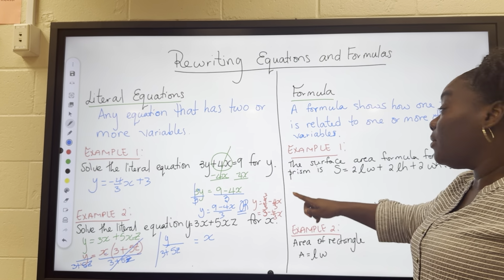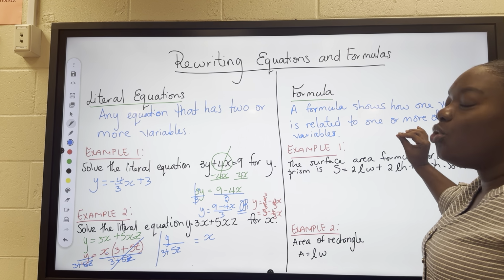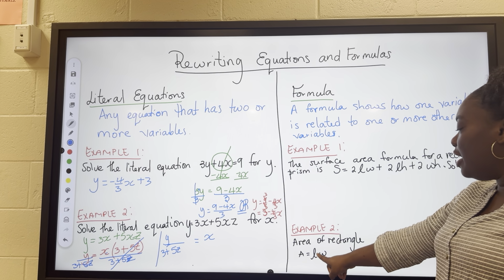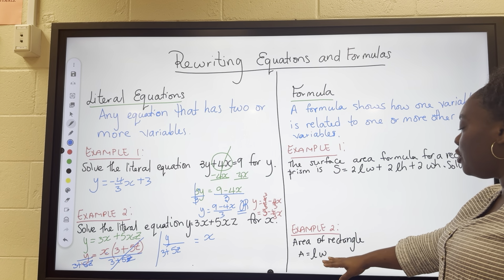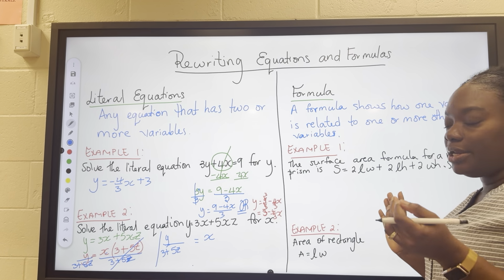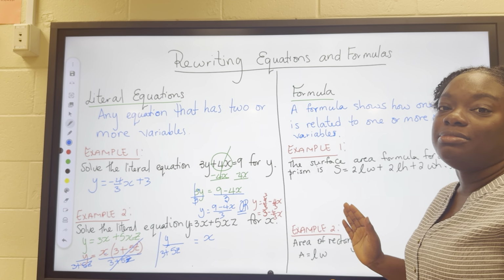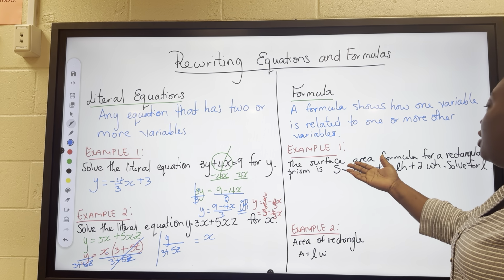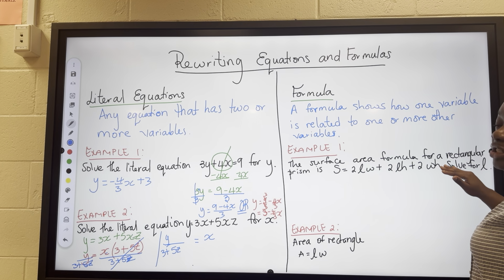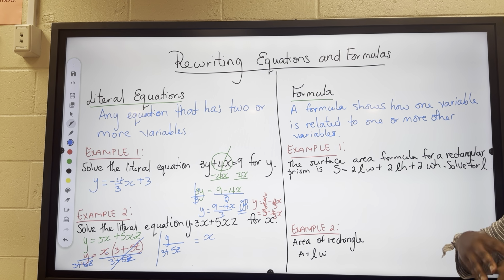A formula. So a formula shows how one variable is related to one or more other variables. All right, so for example, we have our area of a rectangle formula right here. How is the length and the width related to the area, right? We know that in order to find the area, we must multiply the length times the width. And this long one up here, to find the surface area of the rectangular prism, you'll have to do all of this lovely work here. So for this one, it asks you to solve for L.